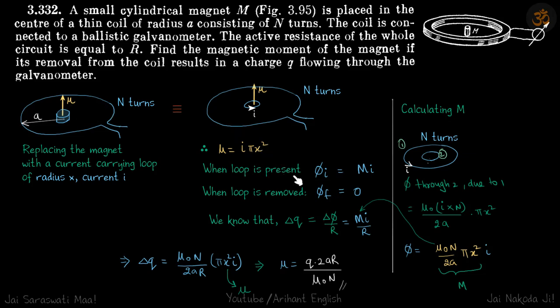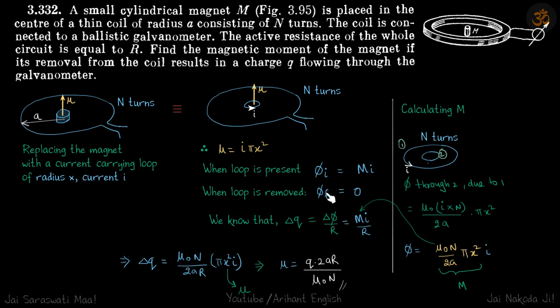So initially when the loop is present, flux through the bigger loop will be Mi, where M is the mutual inductance of the system. When the loop is removed, the flux becomes 0. Now we know this standard formula that the charge flown through a loop is delta flux by R. If you divide delta T both sides, you will see how this formula came about. Here this will become current, and here this will become EMF. So current is equal to EMF upon resistance.